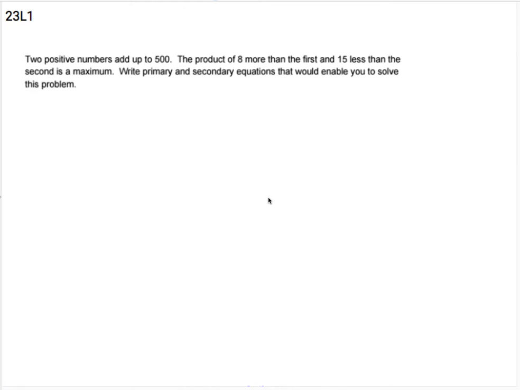23L1. Two positive numbers add to 500. The product of 8 more than the first and 15 less than the second is a maximum. Write primary and secondary equations that would enable you to solve this problem. All right, so we're going to start with our primary.